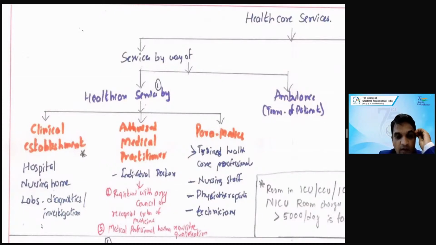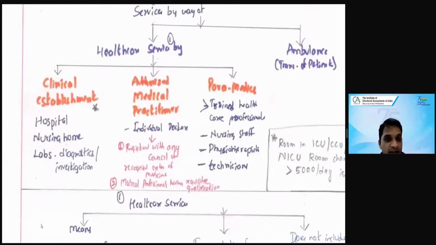Okay. So what all services? Services by way of healthcare service by a clinical establishment. So what is a clinical establishment? It includes any hospital, nursing home, diagnostic labs, or investigation labs. So these services are clinical establishment services. So hospital, nursing home, any laboratories, because the clinical establishment definition includes laboratories also.